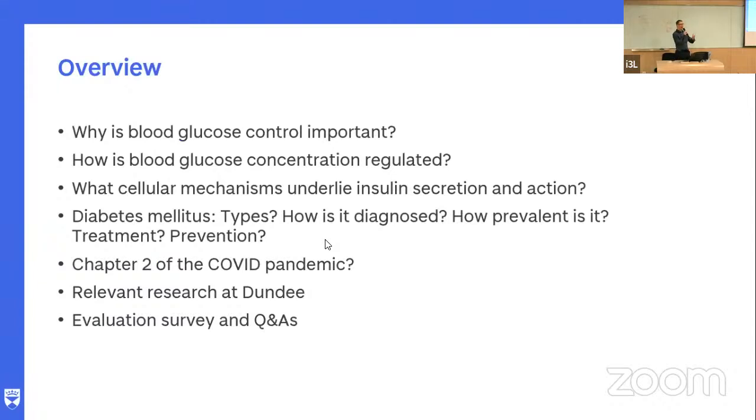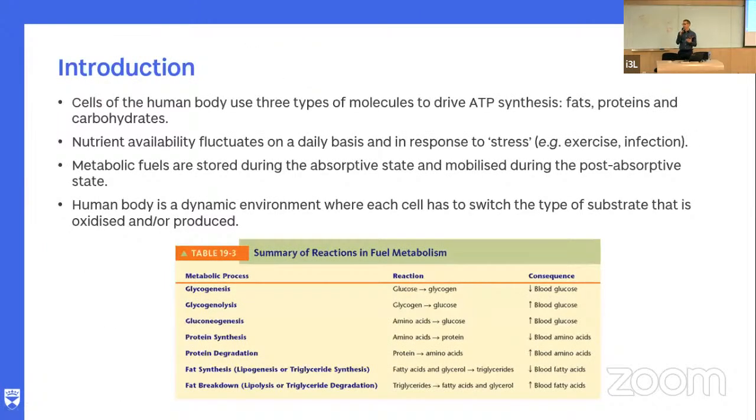So we have fluctuation between two states. The absorptive state is after a meal, as that meal is being digested and absorbed. That's when the levels of those nutrients are going to be high within the blood. Then in the post-absorptive state, that's when we have that dip in the concentration in the blood of those key nutrients. Those levels are also affected by things such as illness, infection, or physiological stresses, including exercise.